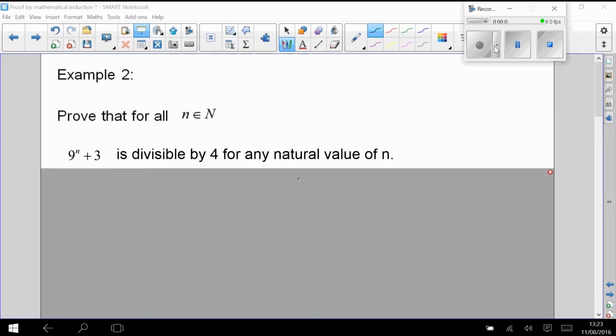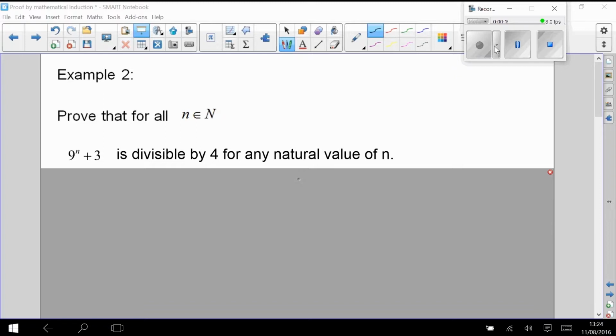In example number 2, we're going to be using proof by mathematical induction to prove that this expression 9 to the n plus 3 will always give me an answer with no remainder if divided by 4.